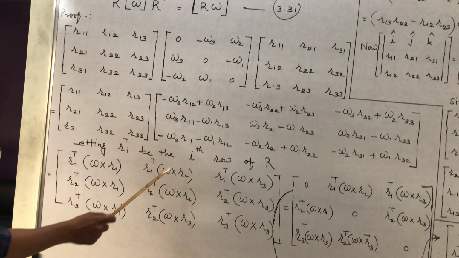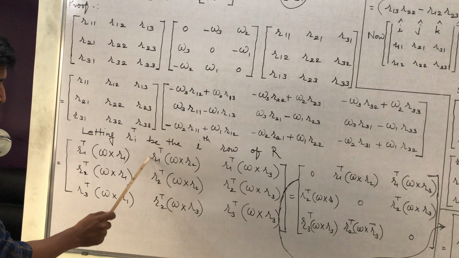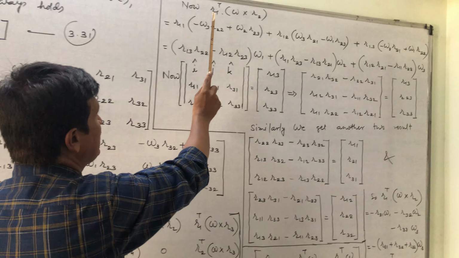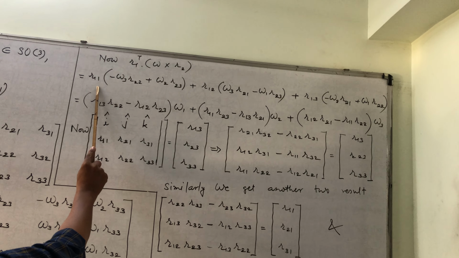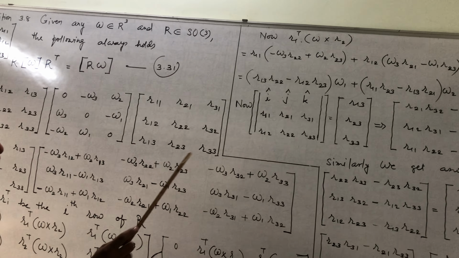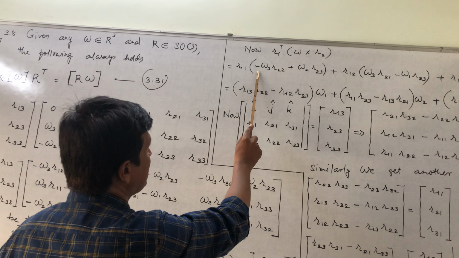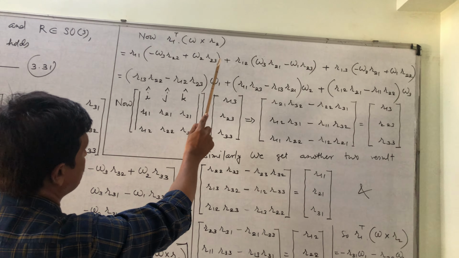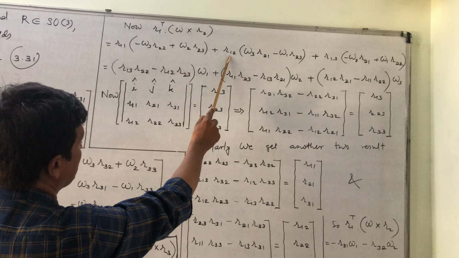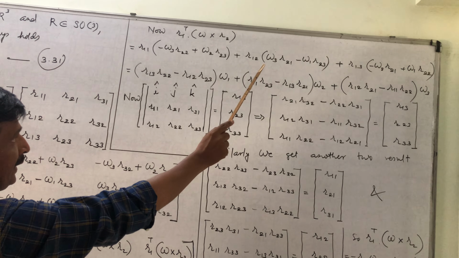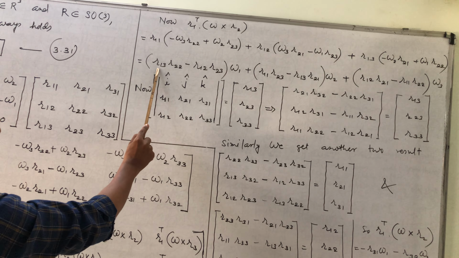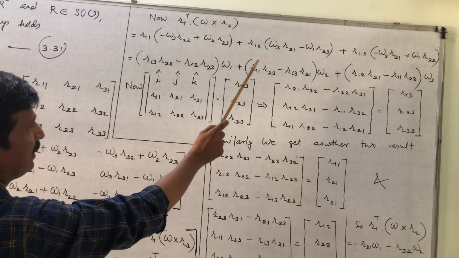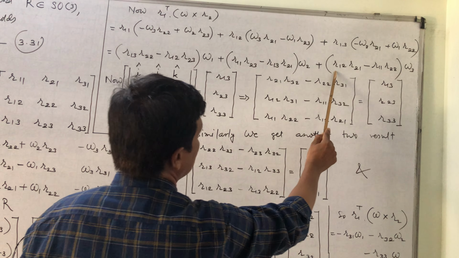Now, one of the entries, say this one, I have solved here. So R1 transpose into omega cross R2. This one, so R11 times omega cross R2 is this one. So minus omega 3 R22, omega 2 R23, plus R12 into this, omega 3 R21 minus omega 1 R23, plus R13 into this. Separating and then collecting omega 1, omega 2, omega 3, we have R13 R22 minus R12 R23 times omega 1, this one into omega 2, this one into omega 3.